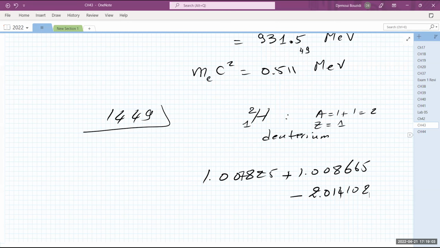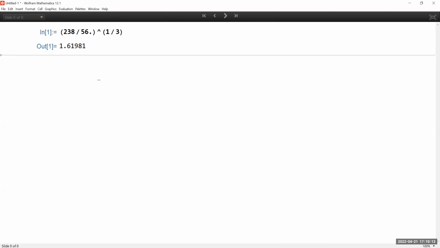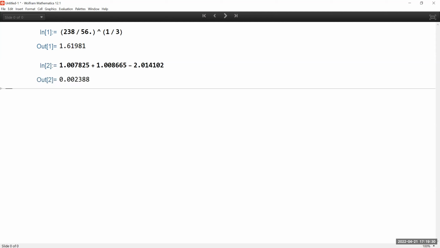Okay, let's do this calculation quickly in here because I need to find this number, and it leads to important results, of course, this discussion. So I have 1.007825 plus 1.008665 minus 2.014102. And the answer is this number, okay?